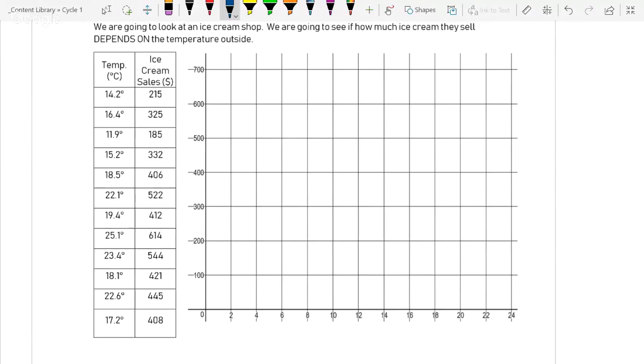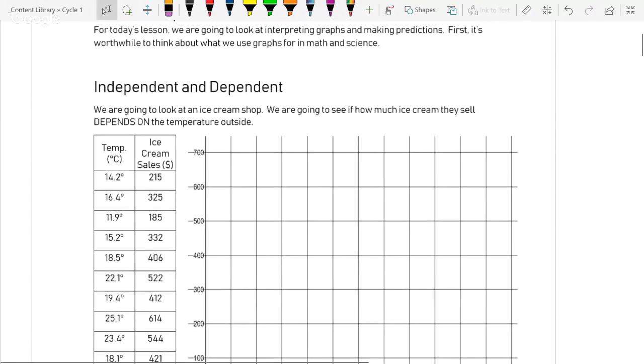So what do you think? Kind of like an overall view of how two factors relate to each other. Good, good. This is all about relationships.